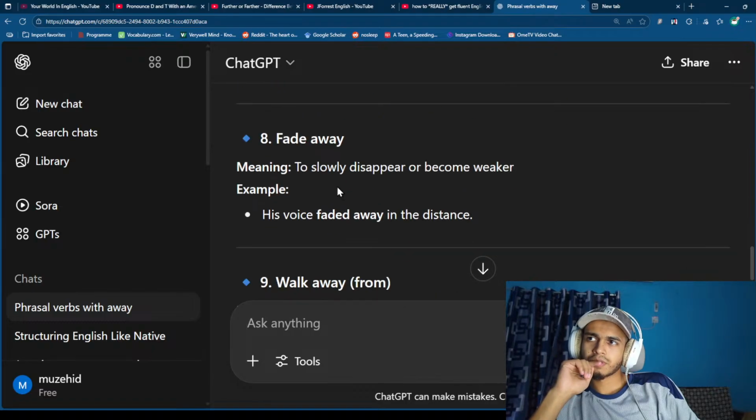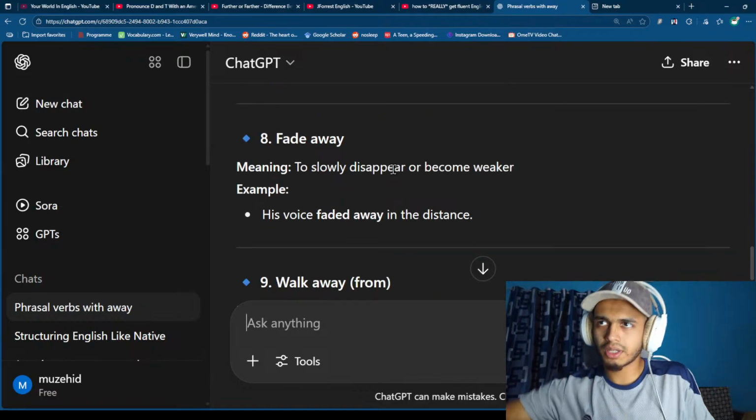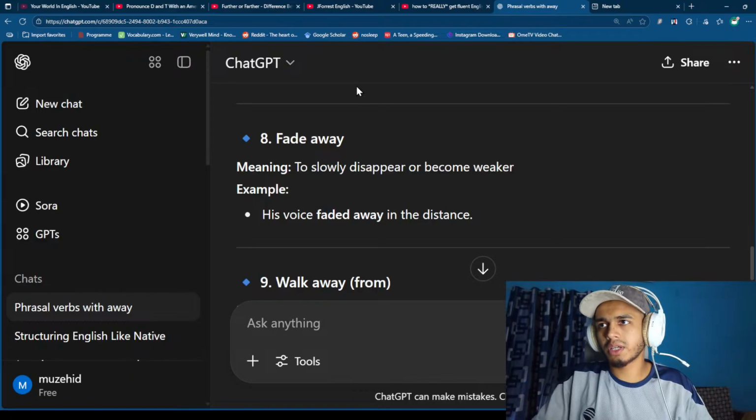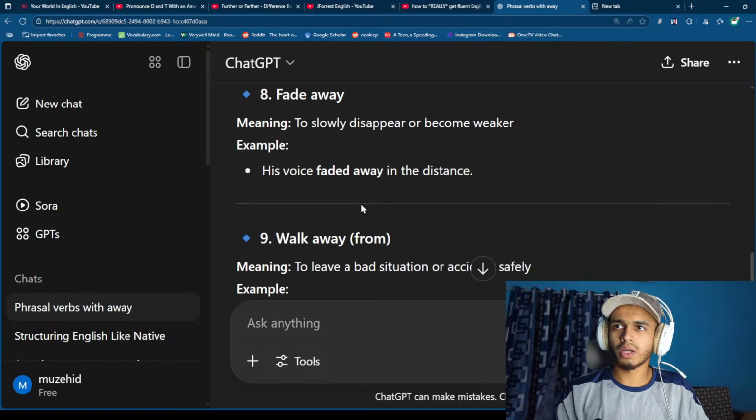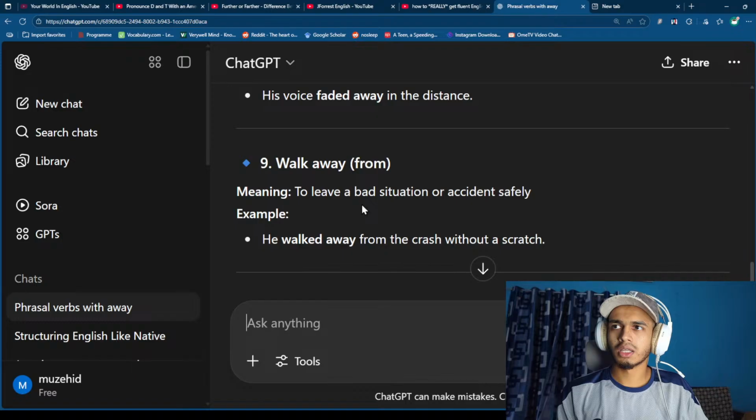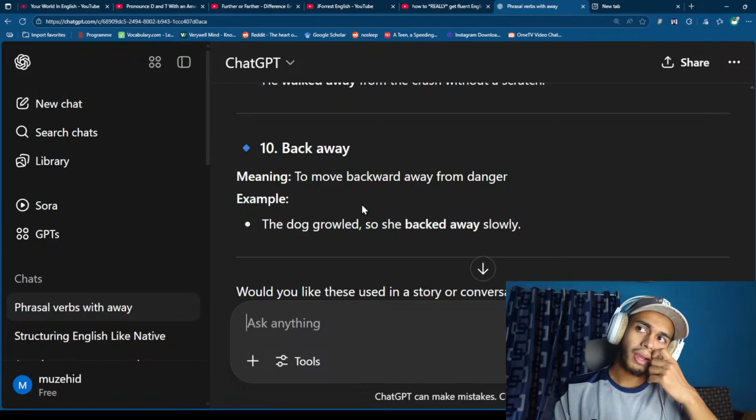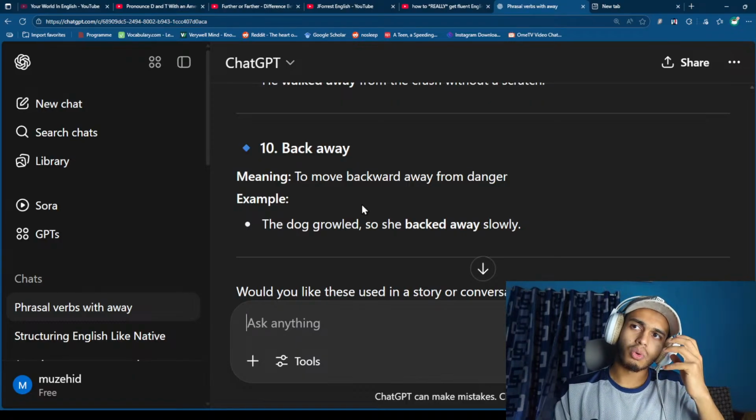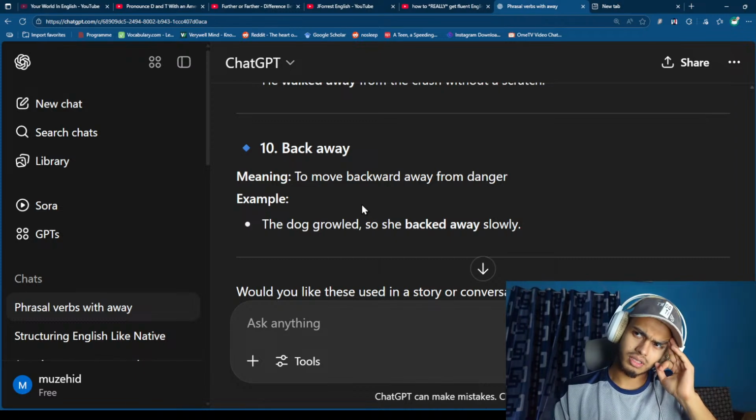Fade away, to slowly disappear or become weaker. Example: his voice faded away in the distance. Walk away, to leave a bad situation. He walked away from his situation. Back away, to move backward, away from danger. The dog growled, so she backed away slowly.